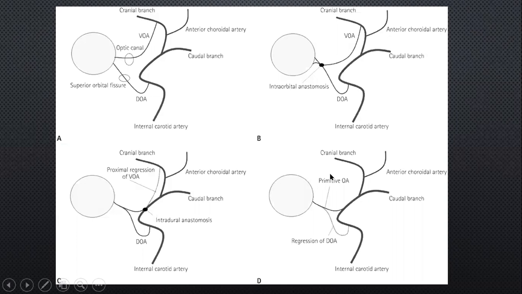This is a rather tedious slide of the ophthalmic artery. Just to orient ourselves, this is the globe. This is the developing internal carotid artery. This is the anterior cerebral over here, the cranial branch of it. This doesn't show the middle cerebral artery.